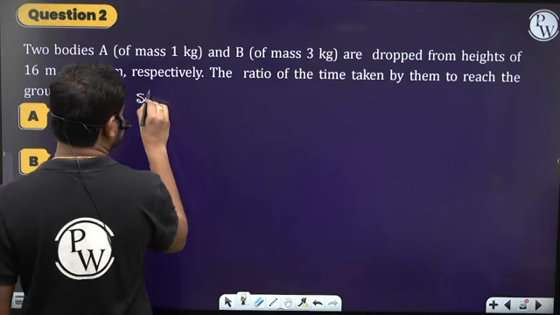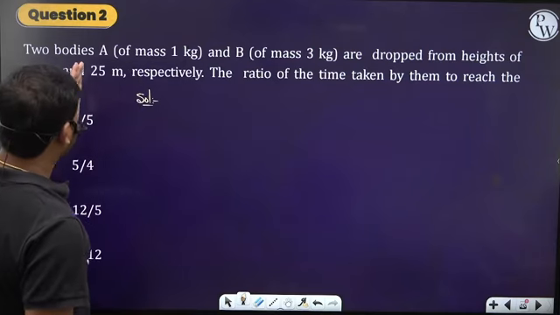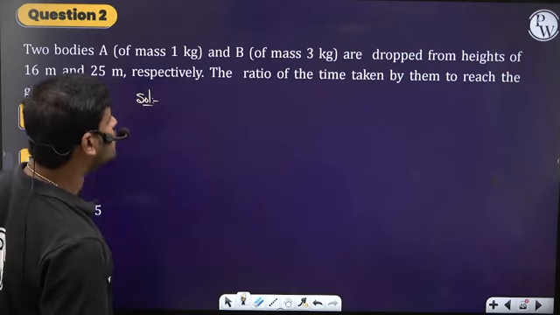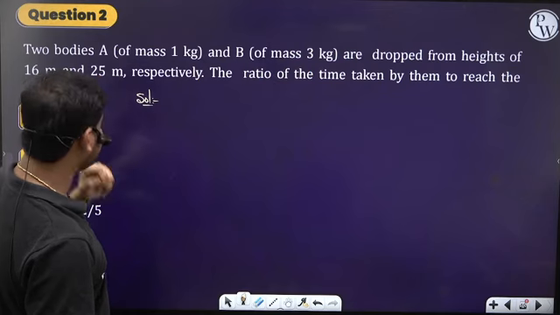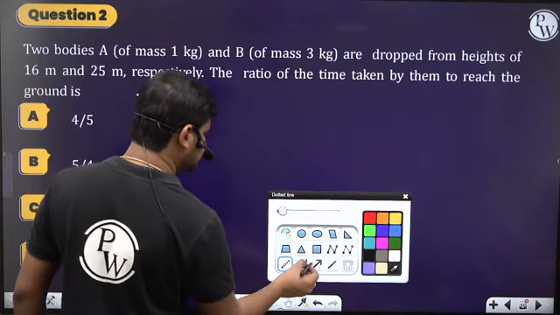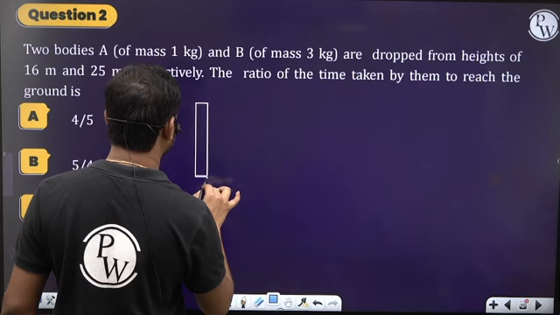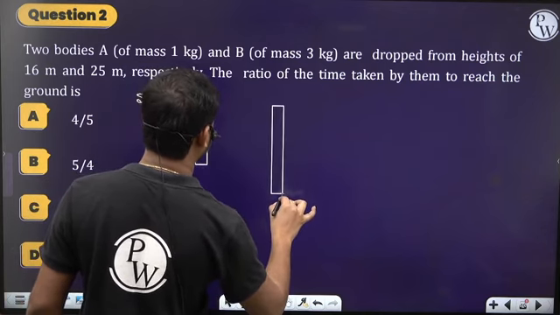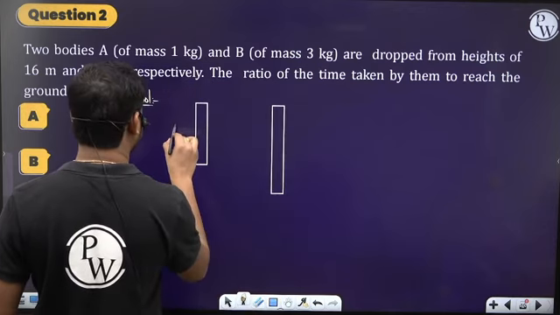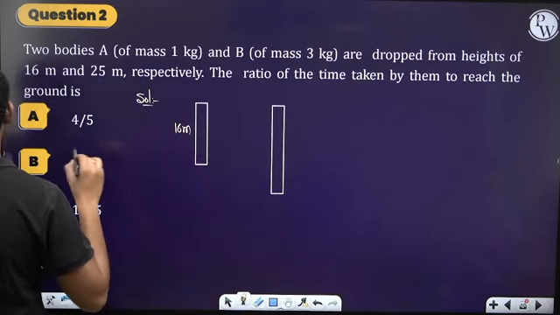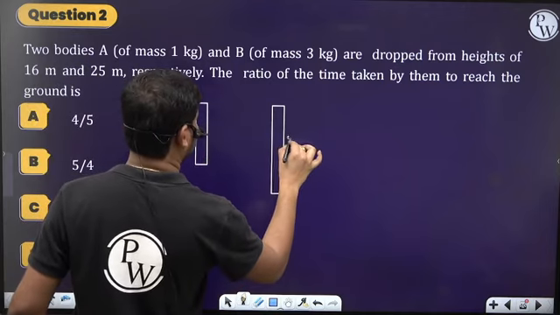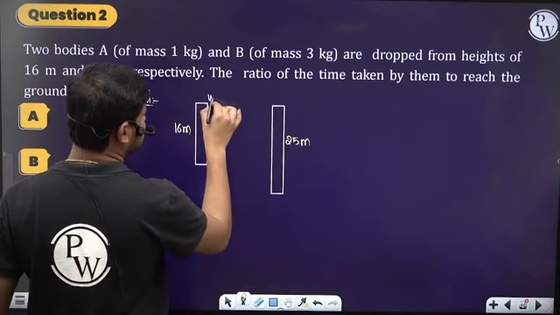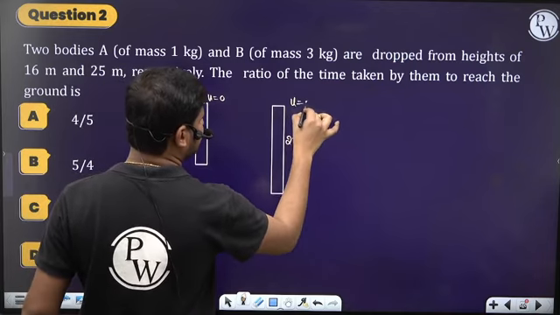So what does the question say? Two bodies A, which is of mass 1 kg, and B of mass 3 kg, are dropped from heights 16 meters and 25 meters respectively. So the first body is dropped from 16 meters, and the second body is dropped from 25 meters. Dropped means the initial velocity is 0 for both.